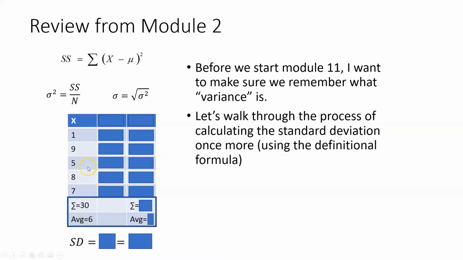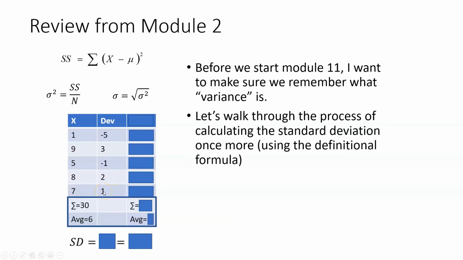Then the next step is to compute deviation scores. Each deviation score is the distance between the score itself and the mean. So 1 minus 6, negative 5. 9 minus 6, 3. 5 minus 6, negative 1. 8 minus 6, 2. 7 minus 6, 1.